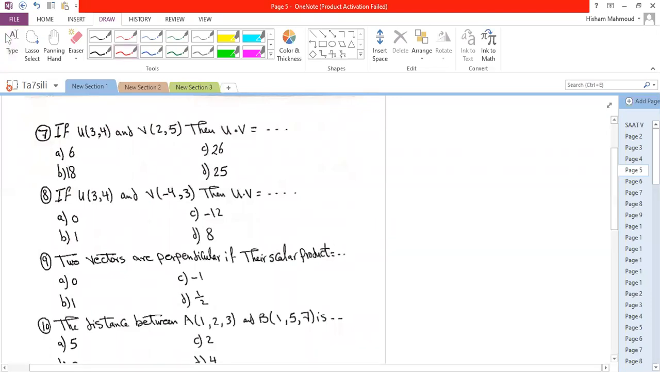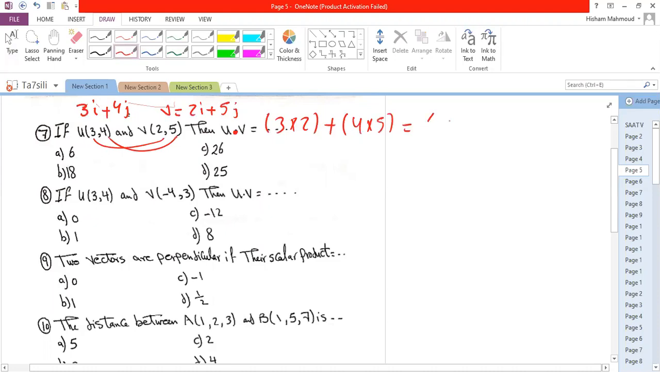Question 7. If U (3, 4) can be written as 3i plus 4j, and V (2, 5) can be written as 2i plus 5j, and I wanted to find the dot product of U and V. Easily, we multiply the 3 by 2 plus the 4 by 5. So it's going to be 6 plus 20, which is 26. So the answer is C.